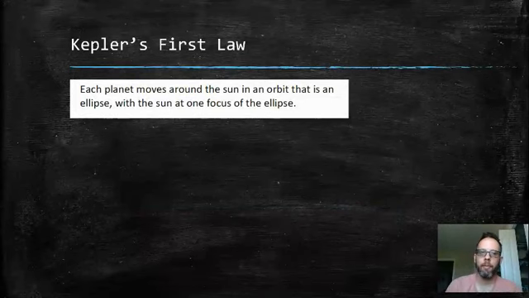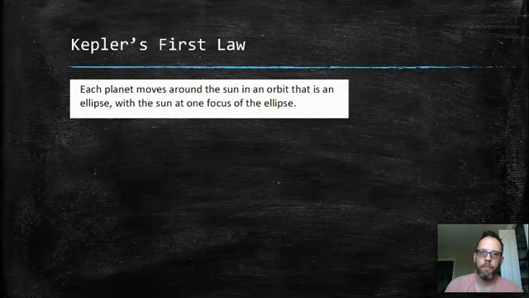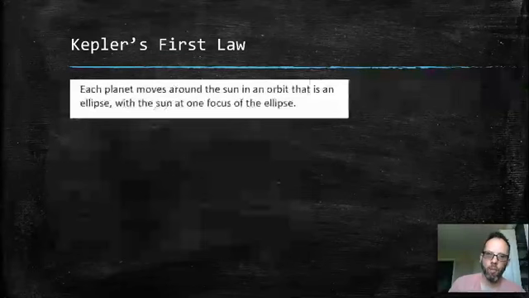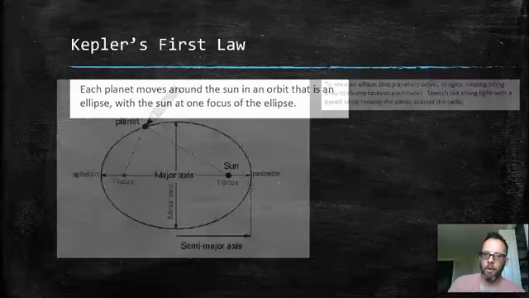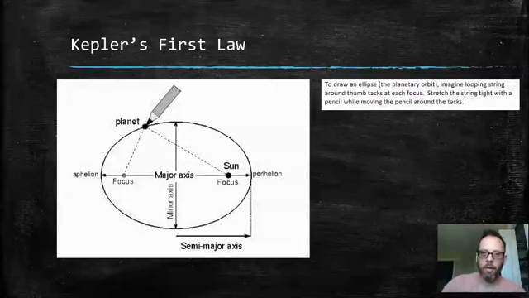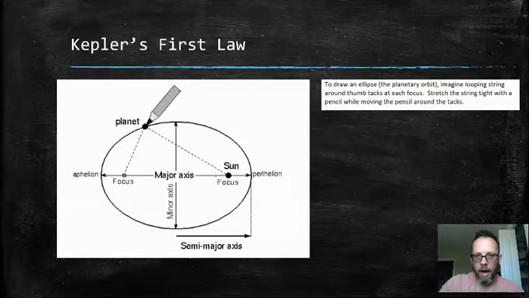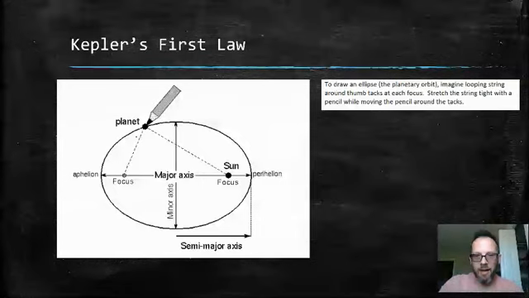Kepler's first law of planetary motion says that each planet moves around the sun in an orbit that is an ellipse, with the sun at one focus of the ellipse. Ellipses aren't really taught in the math curriculum anymore. But an ellipse has two foci, or two focuses, on either side of the center of its long axis. And that gives the shape of the ellipse in the following way.